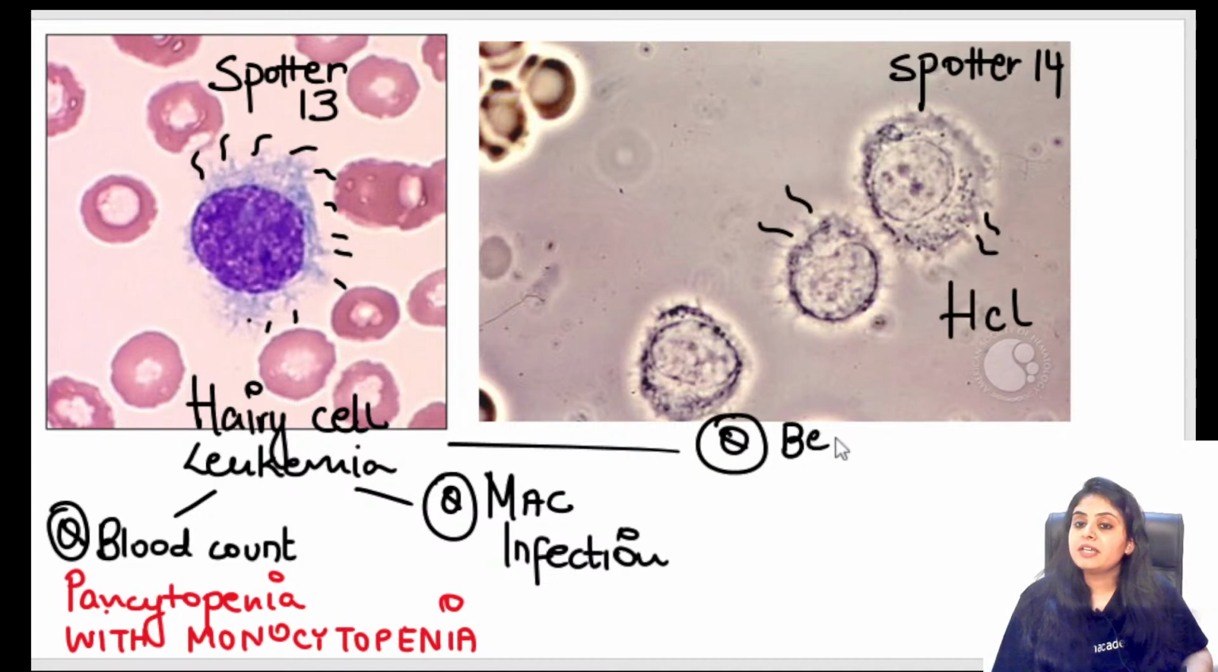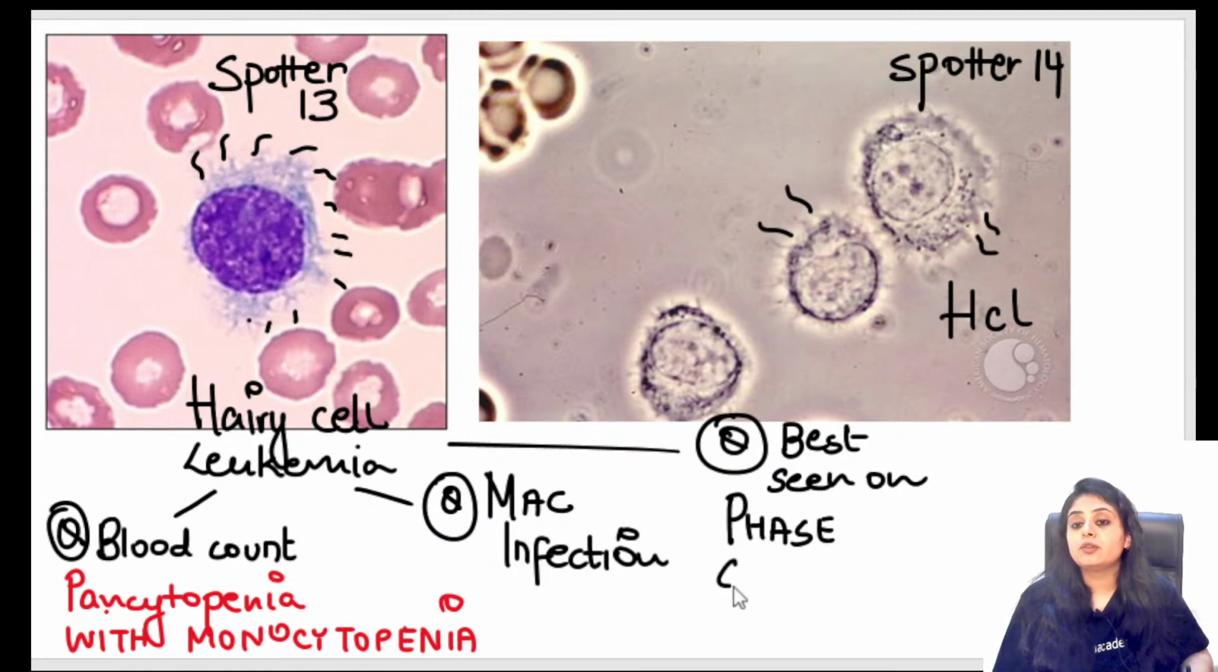Which is the best microscope that you see hairy cell leukemia on? It is best seen on phase contrast microscopy. So the microscope in front of you guys is a phase contrast microscope, PC. So that was the third question. You can see the hair coming out here also.